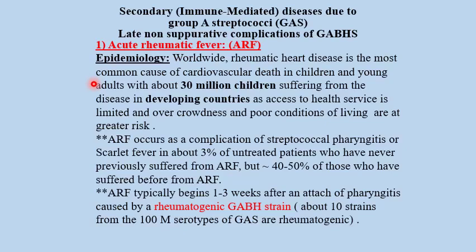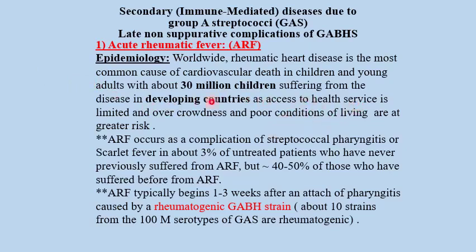There is something called Kawasaki disease if you'd like to look it up. Kawasaki disease is also a heart disease, widespread mainly in Japan. It started in Japan and is also present in large numbers in the United States. But for developing countries, rheumatic fever is the number one cause of cardiovascular death in children and young adults.